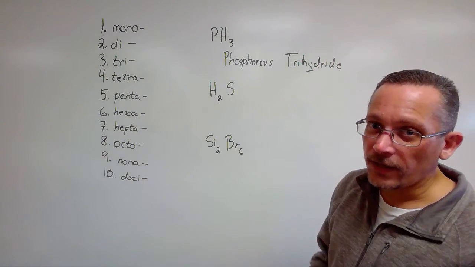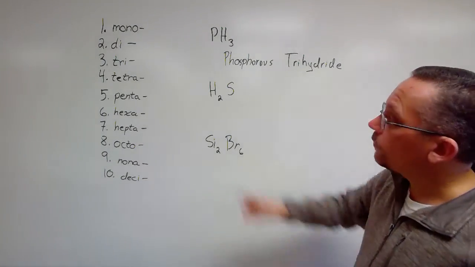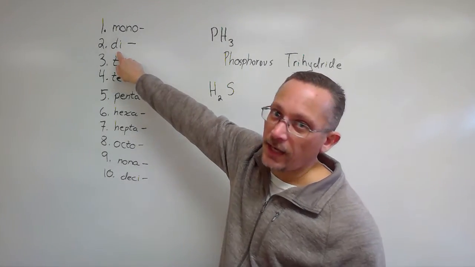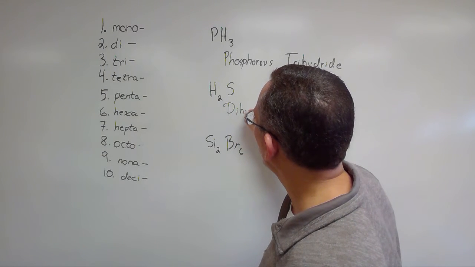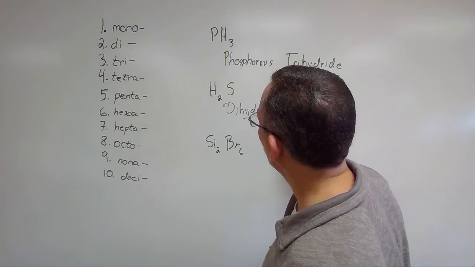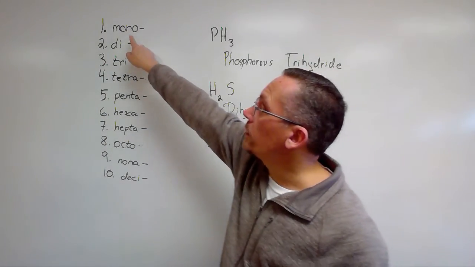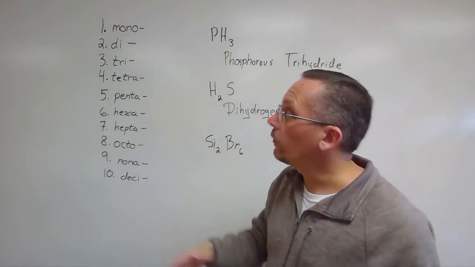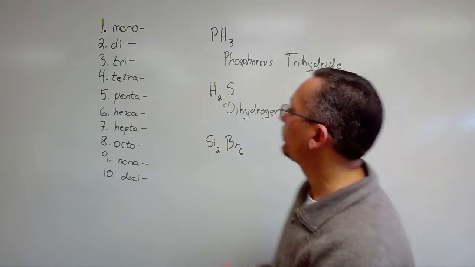So that one is called phosphorus trihydride. The second one here, we've got 2 hydrogens, so it is dihydrogen. And then we've got 1 sulfur, so we're going to change sulfur to sulfide because it's the second word, and 2 of them, we'll call it disulfide.